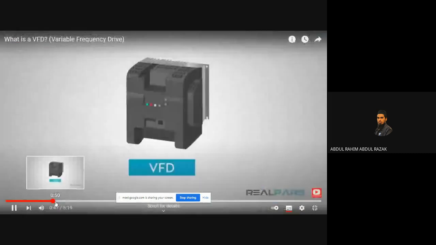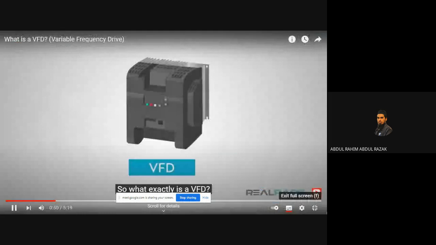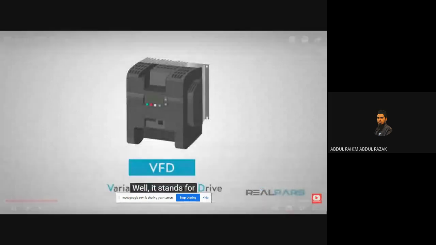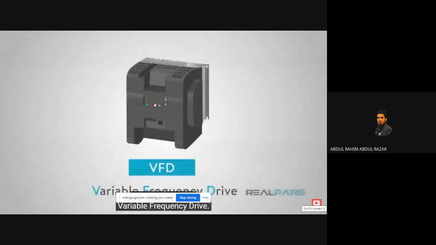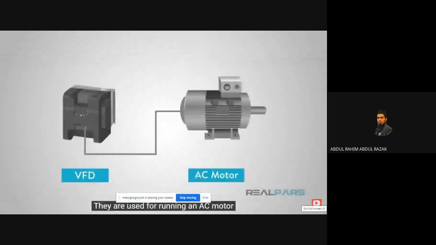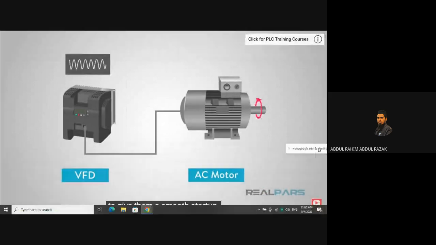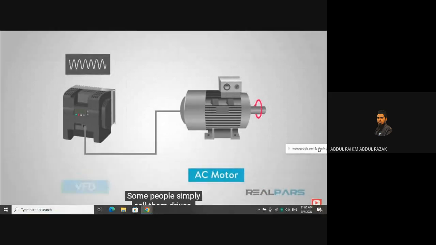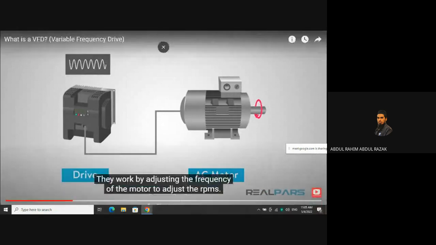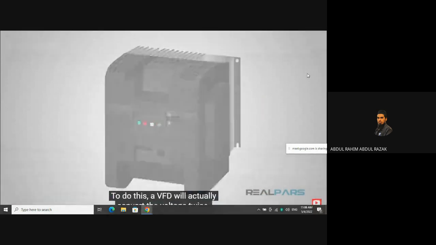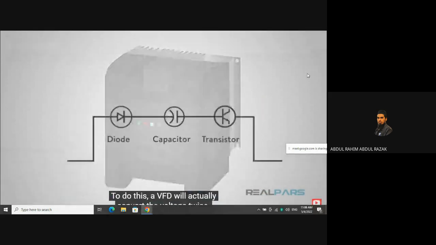So what exactly is a VFD? Well, it stands for Variable Frequency Drive. They are used for running an AC motor at variable speeds, or letting them ramp up their speed to give them a smooth startup. Some people simply call them drives. They work by adjusting the frequency of the motor to adjust the RPMs. To do this, a VFD will actually convert the voltage twice.